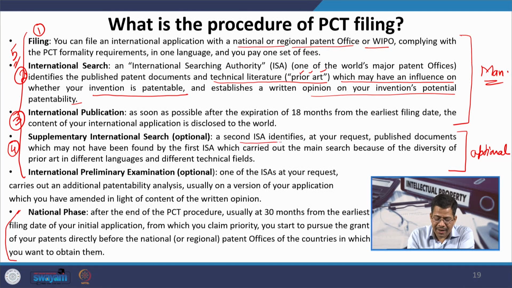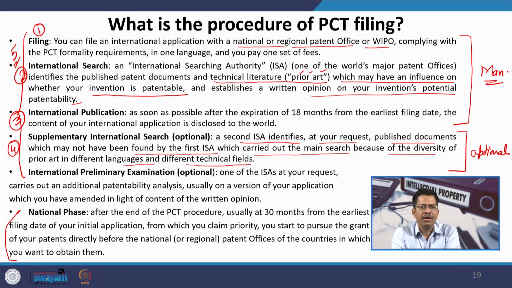Now, this second ISA identifies, at our request, published documents which may not have been found by the first ISA which carried out the main search, because of the diversity of prior art in different languages and different technical fields. So, it is quite possible that you give your application in English and there are some keywords available in that, but there may be some prior art available in other international languages also, and there may be some prior art which may not be exactly found because of the keywords given by you. So, it requires a more holistic search.